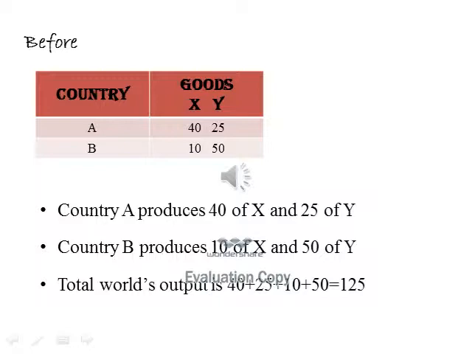In the before table, it can be seen that country A and country B both produce goods X and Y. Country A produces 40 of X and 25 of Y, while country B produces 10 of X and 50 of Y. Total world output is 125 before trade and specialization. Country A should stop producing Y because it is better at producing X. Country B, on the other hand, should stop producing X and concentrate on the production of Y.